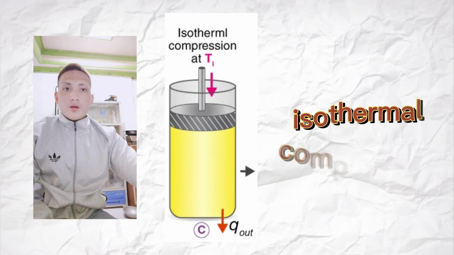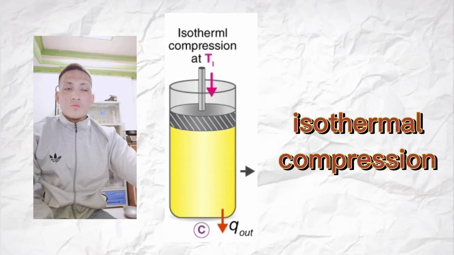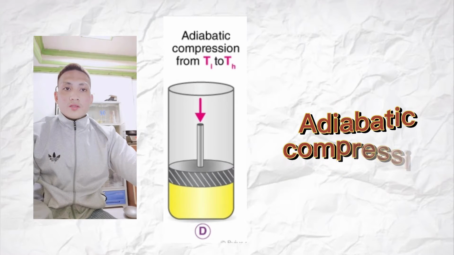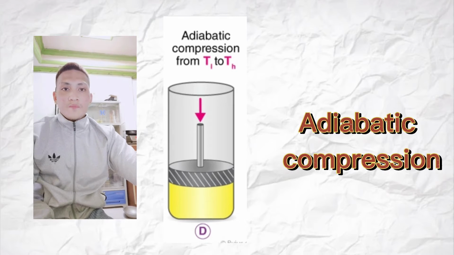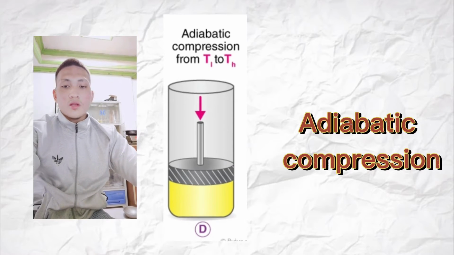And then letter C, the process of reversible isothermal gas compression, where the heat loss Q1 occurs as the surroundings do work on the gas at temperature T1. And letter D, the process of reversible adiabatic gas compression. Again, the system is thermally isolated. The temperature again rises back to T2 as the surroundings continue to do work on the gas.